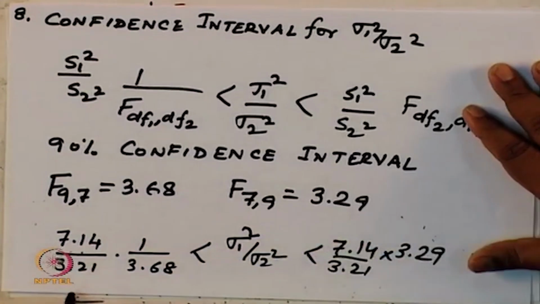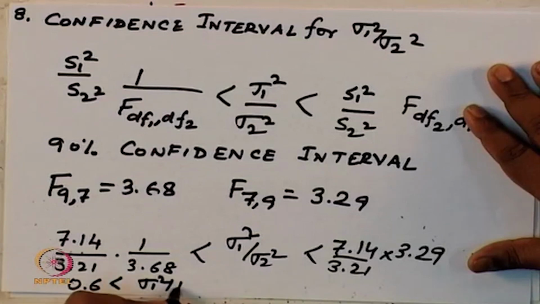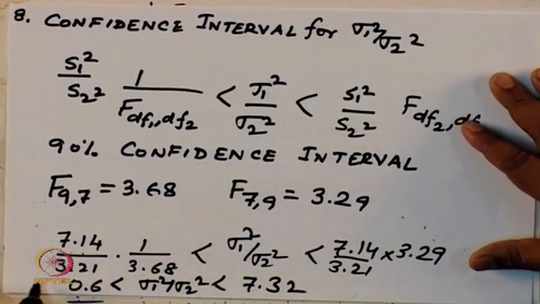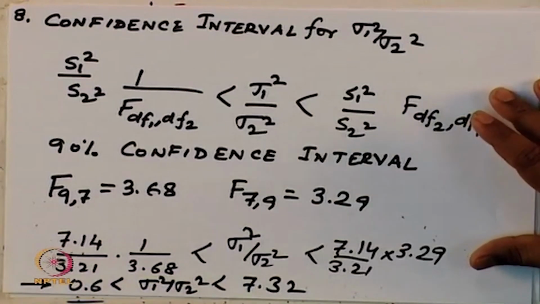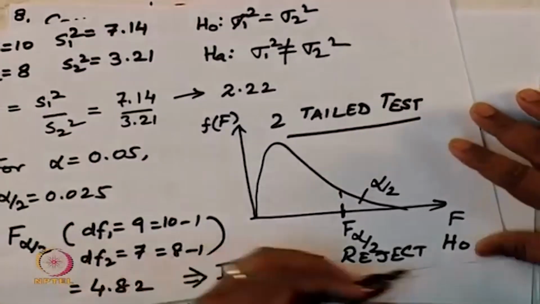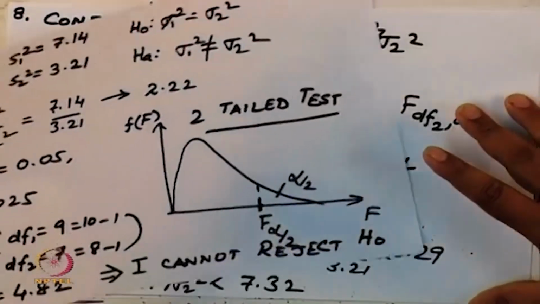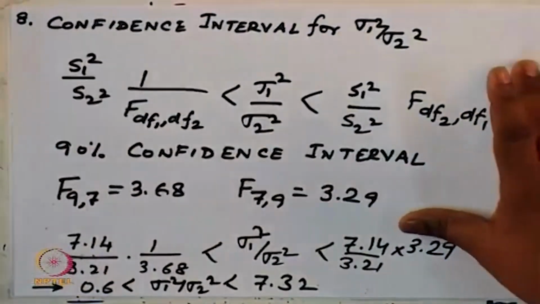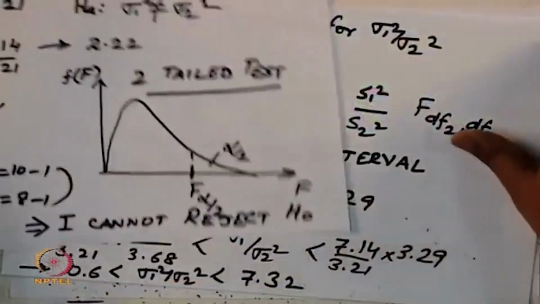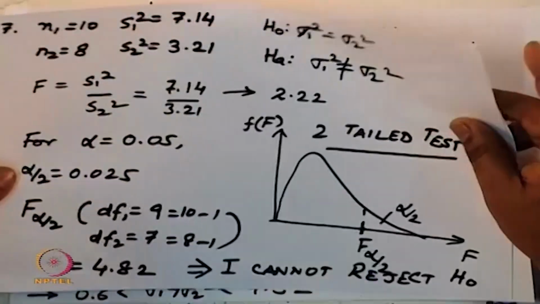So, this comes out to be 0.6 less than sigma 1 square by sigma 2 square less than 7.32. So, you see that your bound is reasonably wide, that is why you have been unable to reject H naught. Okay, so, even though you have been unable to reject H naught, the ratio is quite variable.